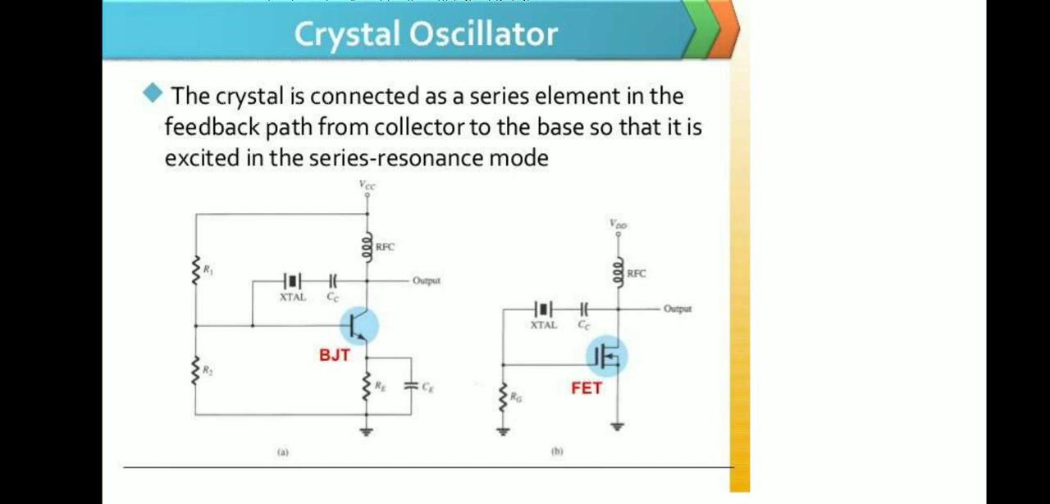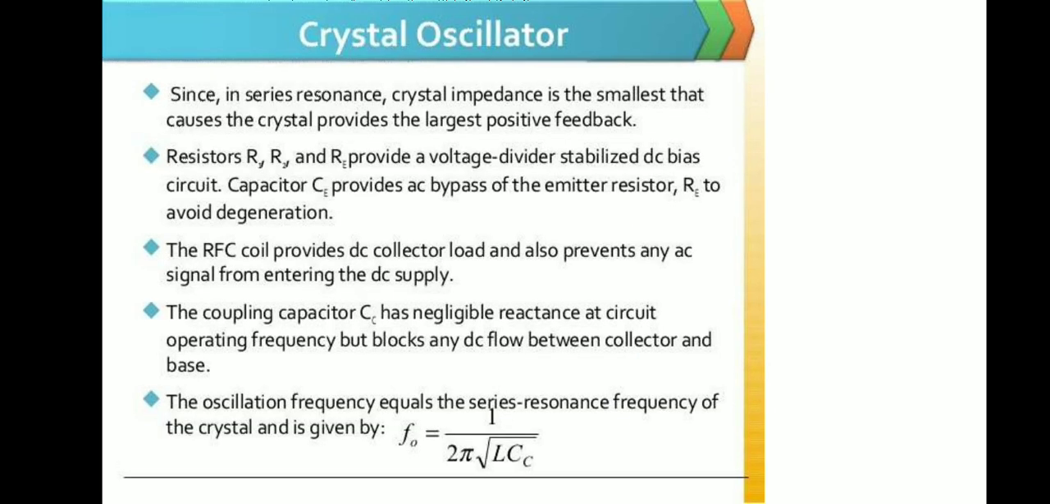The figure shows a circuit diagram of a crystal oscillator with transistorized and JFET oscillators. Since in series resonance the crystal impedance is the smallest, the crystal provides the large positive feedback. The resistors Rf, Rin and Ri provide the voltage divider stabilized DC bias circuits. Capacitor C provides the AC bypass. Emitter resistor.